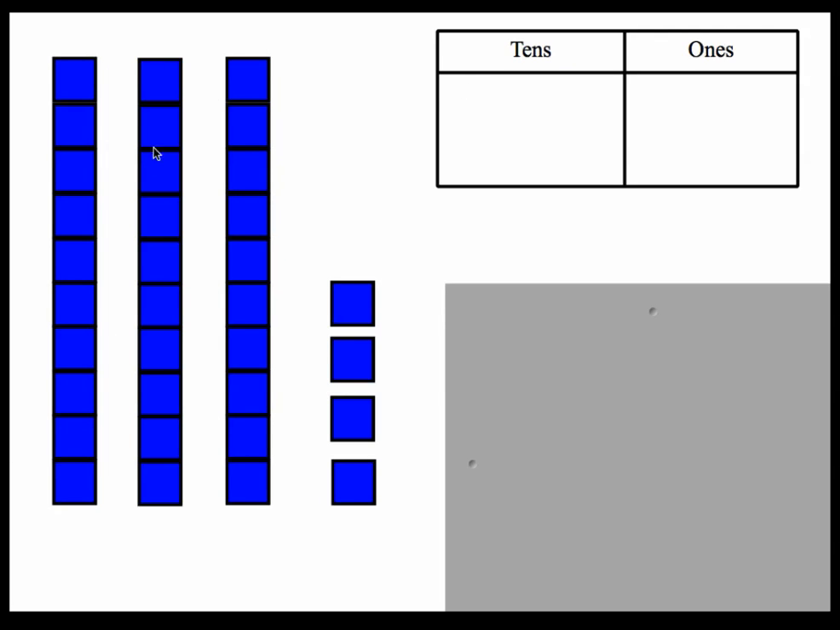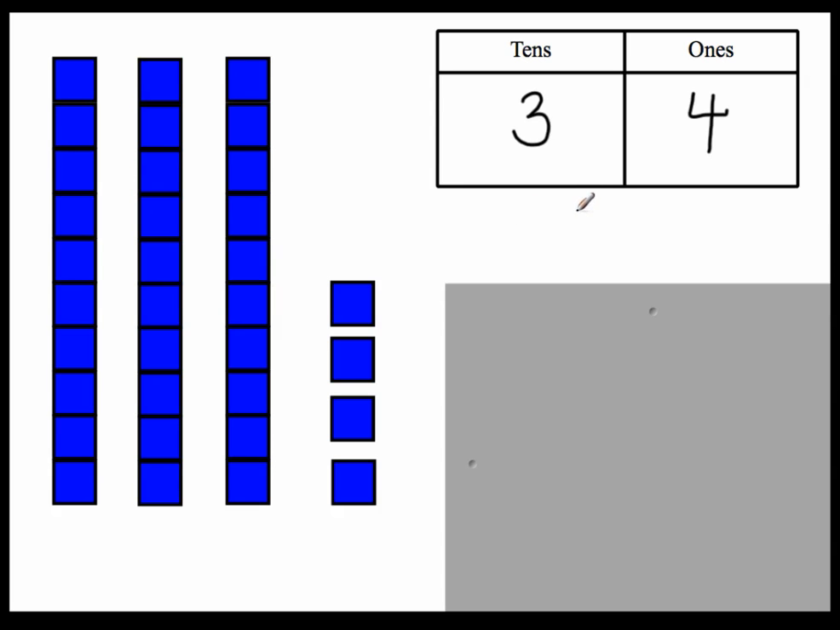Okay. Now we have a situation where these are tens, so I have how many tens? 1, 2, 3, 3 tens. And how many ones? 1, 2, 3, 4. I have 4 ones. If you read this number, it is 34. So 34 has 3 tens and 4 ones.